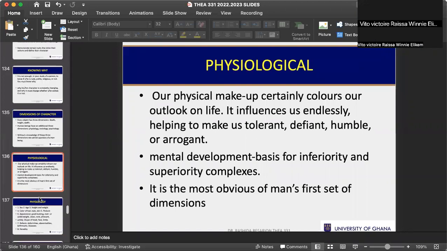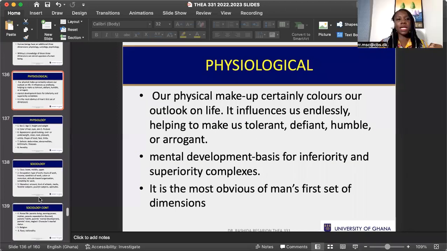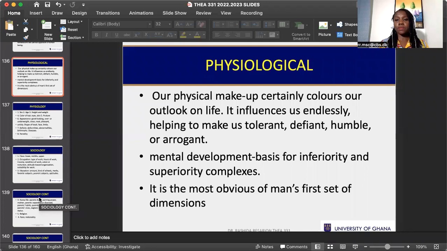Okay. Great. So we are looking at the physiological aspects. Normally, when you see somebody, it is the very first thing you see, the physical makeup. Okay. And sometimes, like I have said already, we just look at that and pass judgment without going further to understand the why.